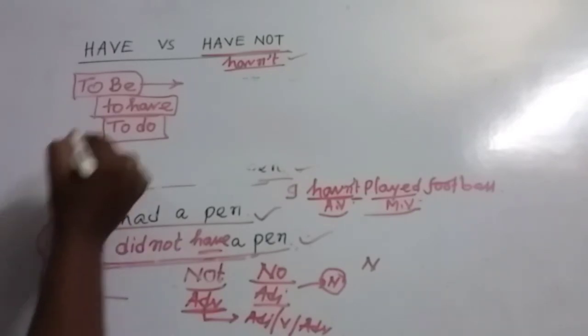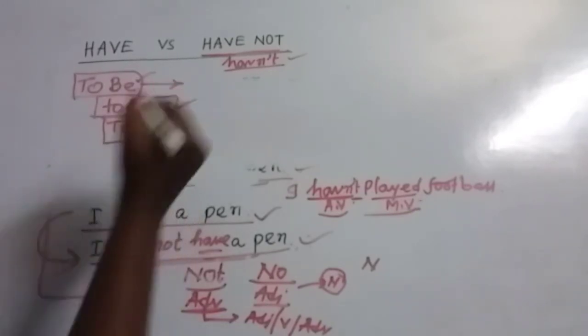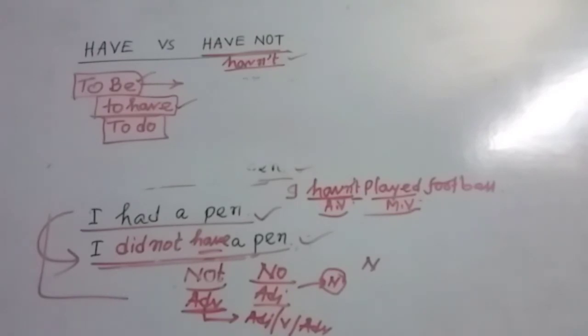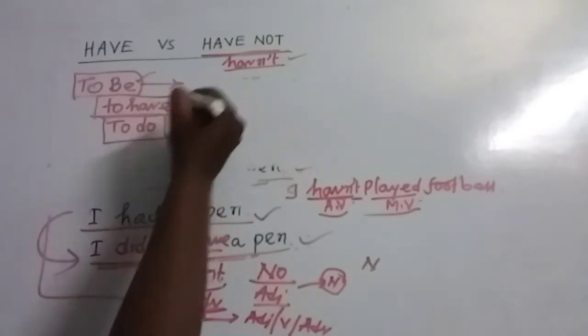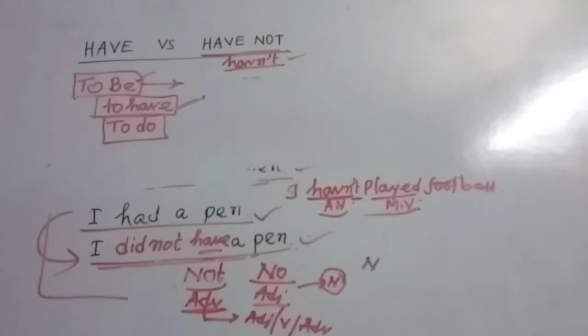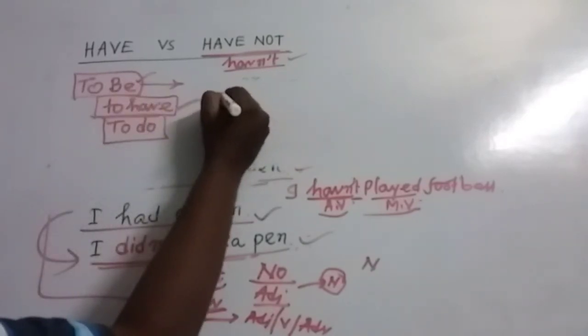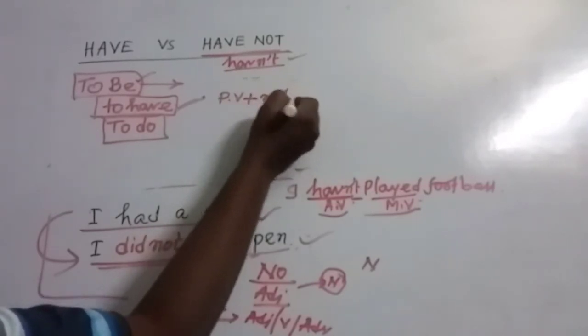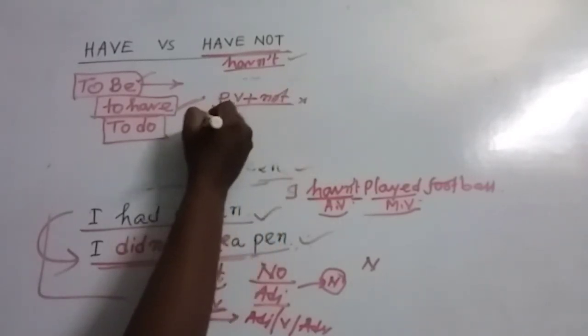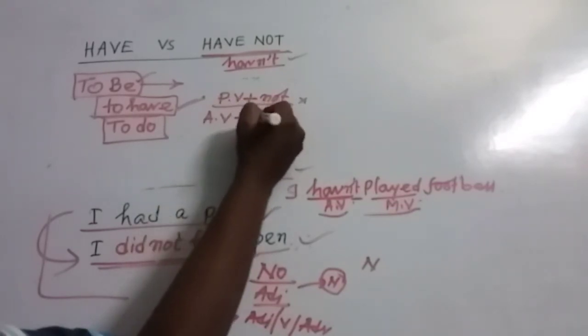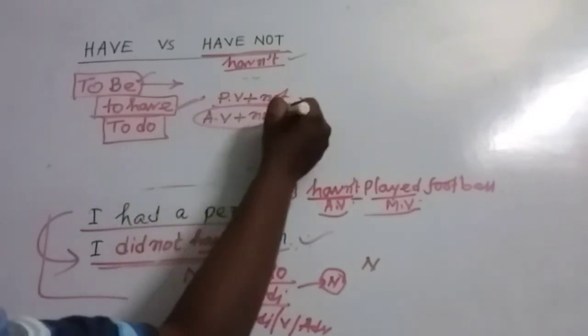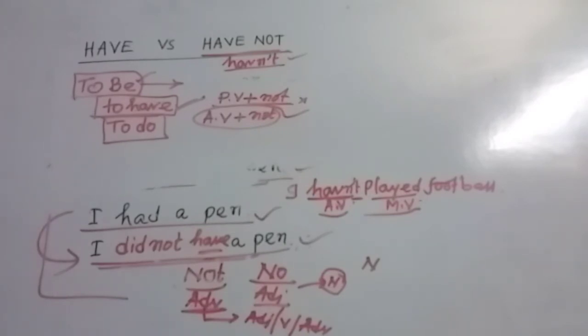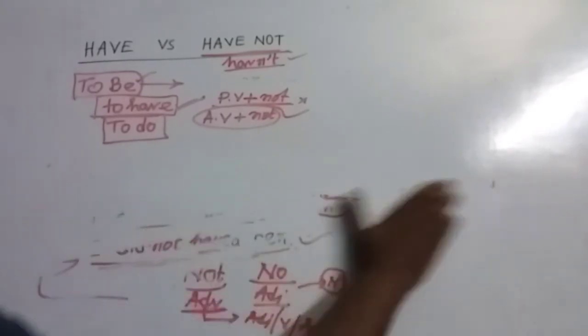Here the problem is that this be verb or this have verb is sometimes used as the principal verb of the sentence, or sometimes as an auxiliary verb. Whenever these are used as auxiliary verbs, at that time we can use not with them. But whenever it is used as the principal verb in the sentence, at that time we cannot add not with it. This is a wrong structure. If it is an auxiliary, at that time we can add not with this structure. This is the correct one.